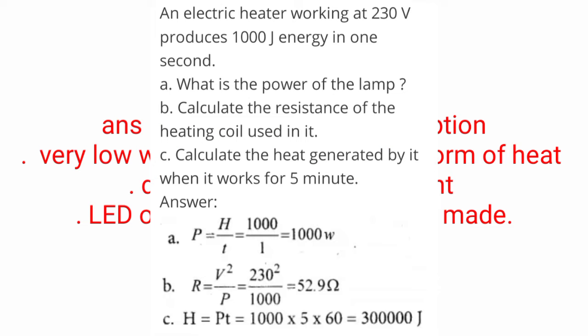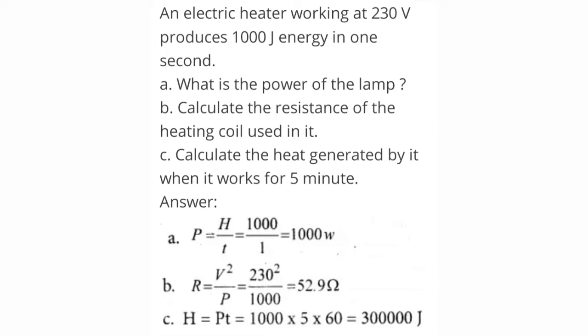An electric heater working at 230 volt produces 1000 joule energy in 1 second. A. What is the power of the heater? B. Calculate the resistance of heating coil used in it. C. Calculate the heat generated by it when it works for 5 minutes.